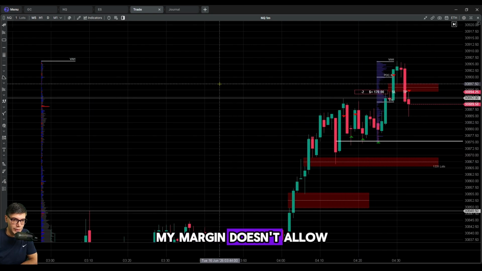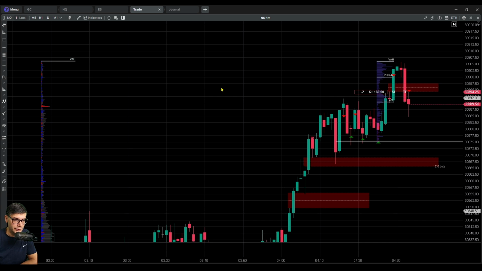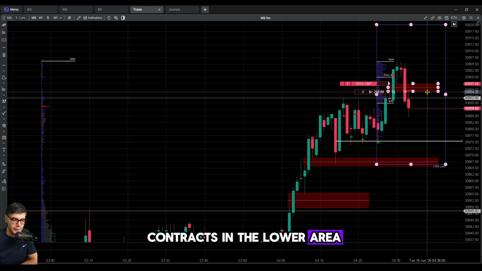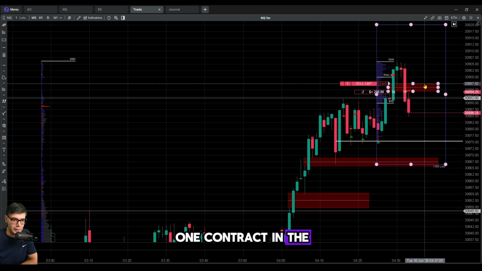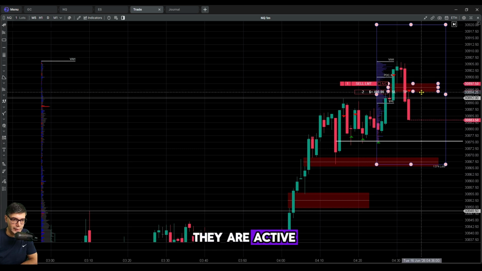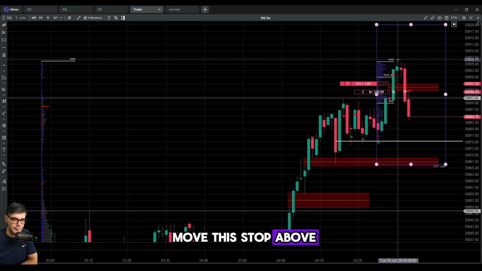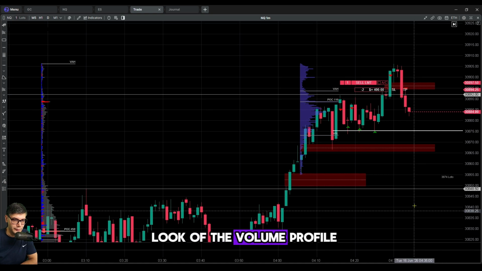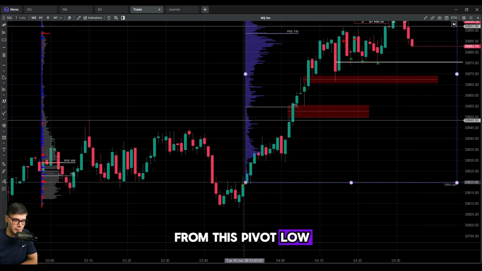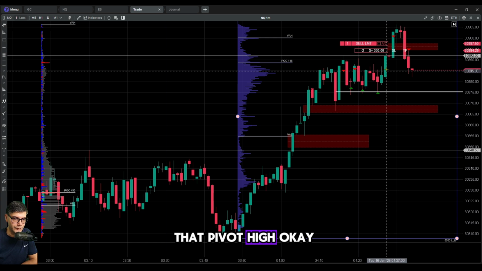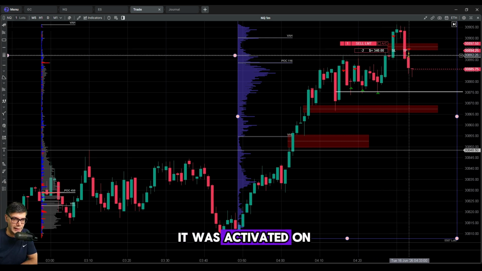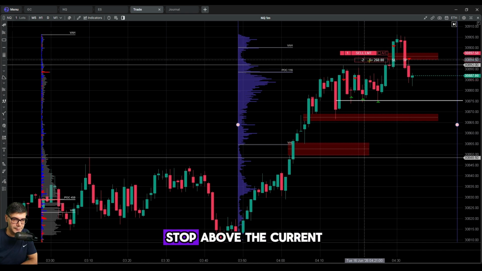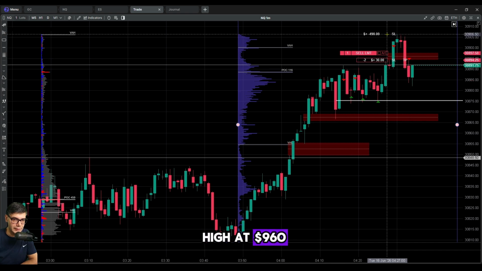My margin doesn't allow to add more than 3, so let's do 2 contracts in the lower area, 1 contract in the higher area, and once they are active, I would like to move the stop above. Let's have a bigger look at the volume profile from this pivot low all the way to that pivot high. Okay, that trade is active. It was activated on this wick. Now let's move this stop above the current high at $960.